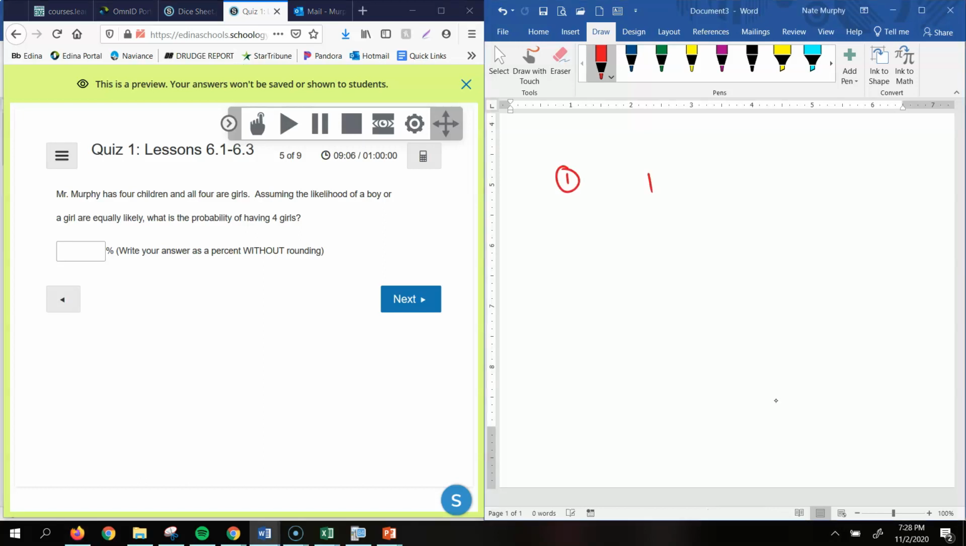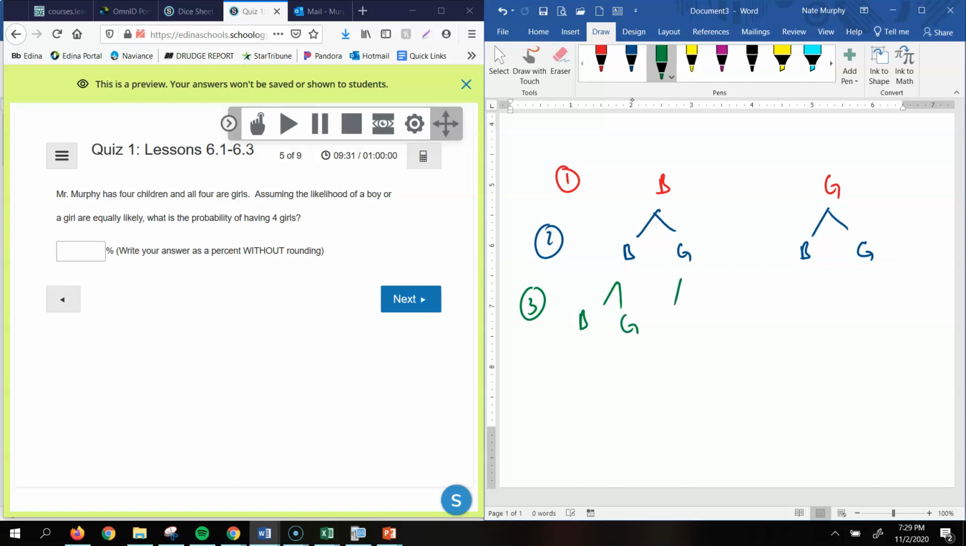So for my first child, we could have had a boy or a girl. Okay, that's for the first child. For the second child, we could have had a boy first, and then a boy or a girl. Or we could have a girl first, which is what happened, and then we could have had a boy or girl second. For our third child, we could keep these branches going.